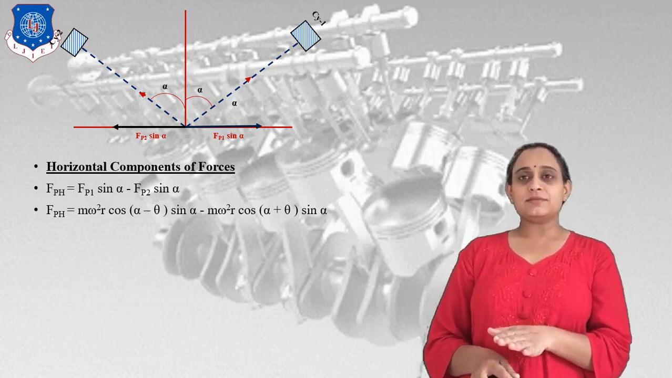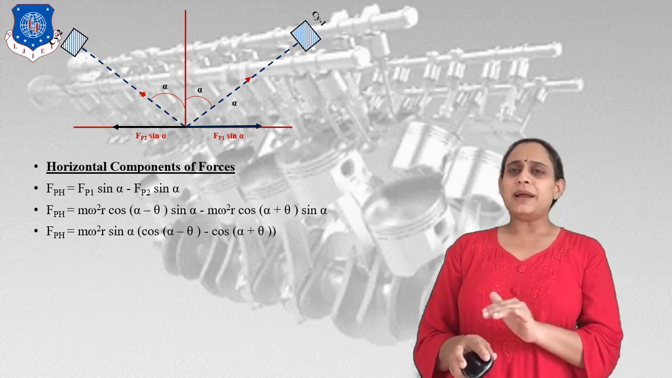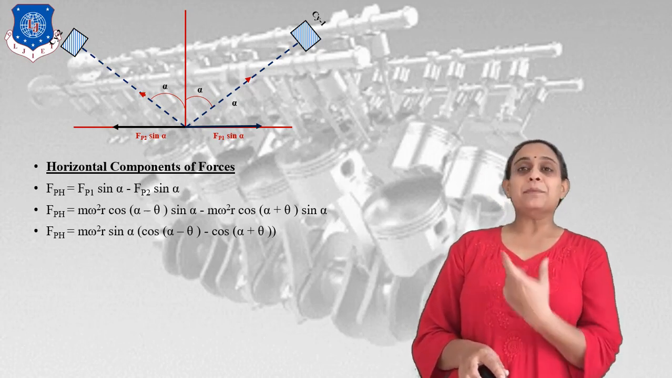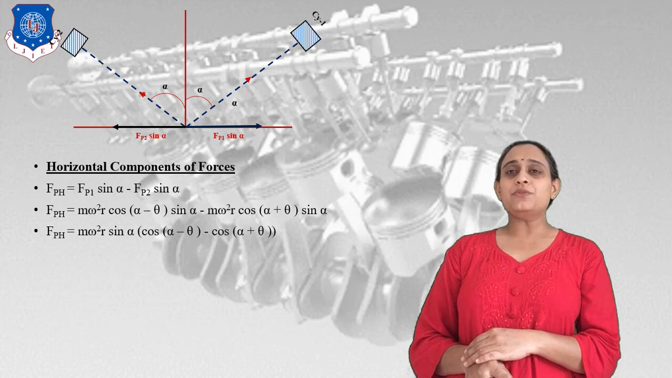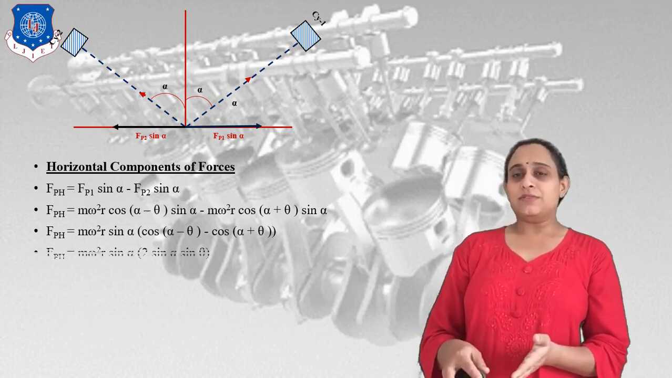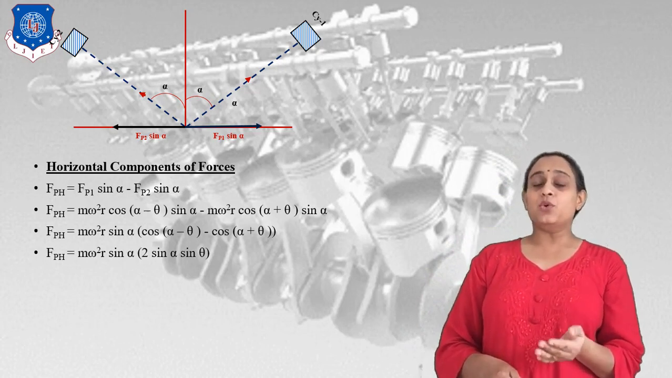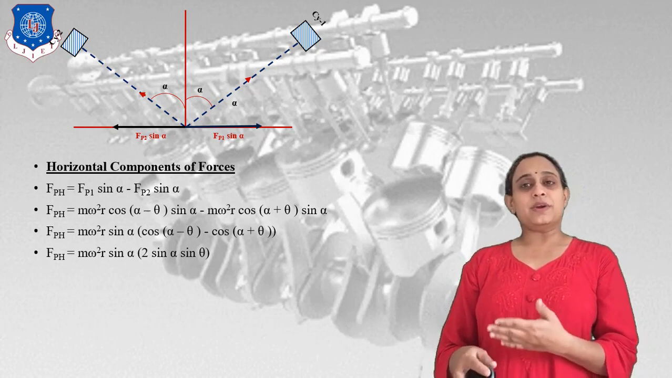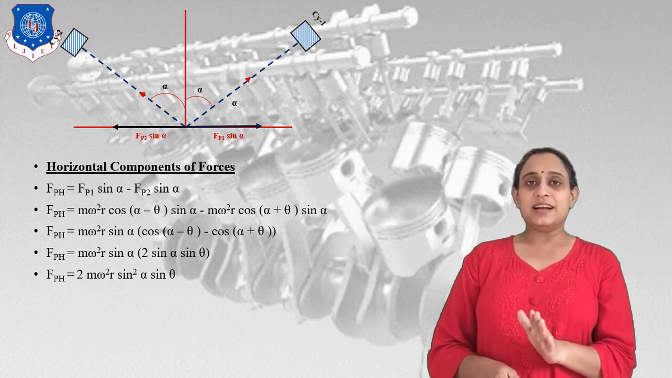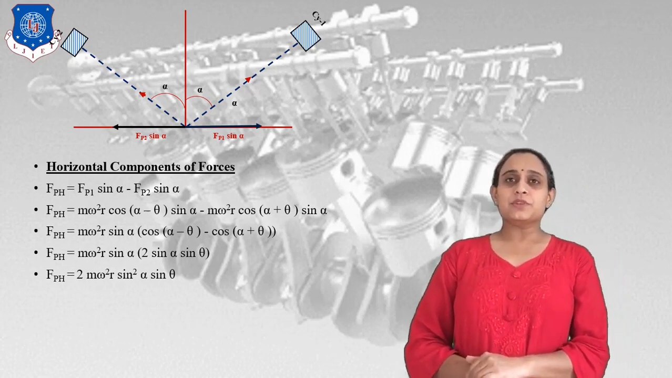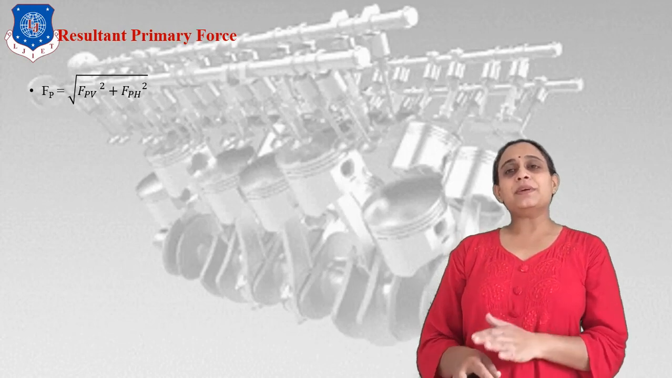Now let us take out the common values. Here m omega square r sin alpha is the common value, and in the bracket we need to write cos alpha minus theta minus cos alpha plus theta. Here we have cos minus cos, so we can write it as 2 sin sin, that is, 2 sin alpha sin theta. So we have m omega square r sin alpha times 2 sin alpha sin theta. Solving further, our answer is 2m omega square r sin square alpha sin theta. So this is our primary horizontal force. Clear? Now let us find the resultant primary force. For the resultant primary force, we write Fp equals the square root of primary vertical square plus primary horizontal square.